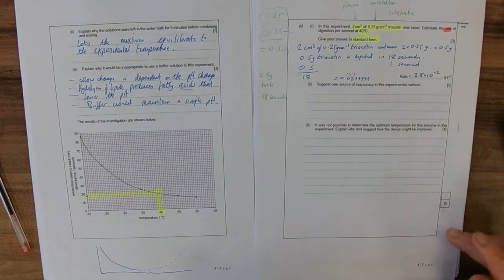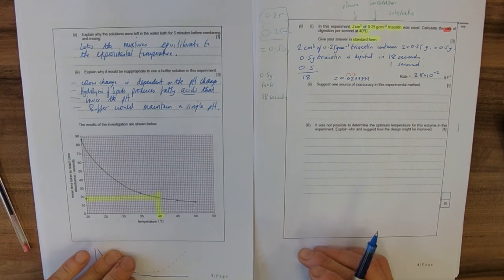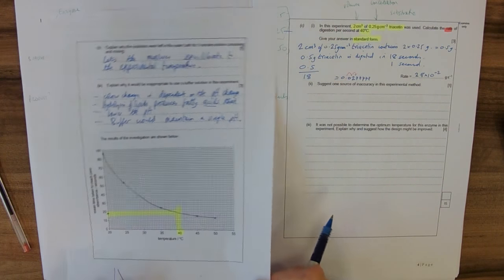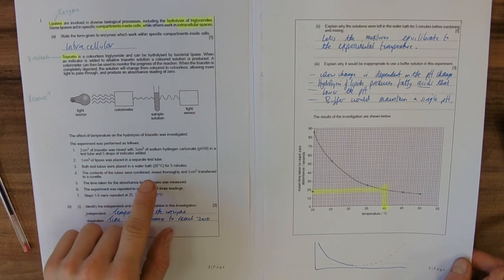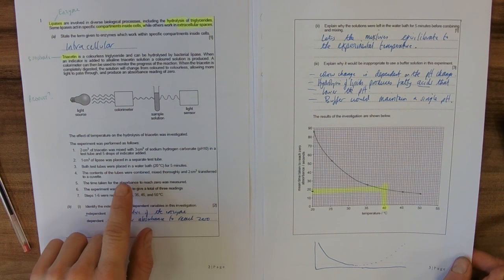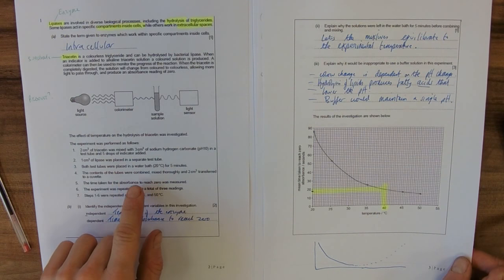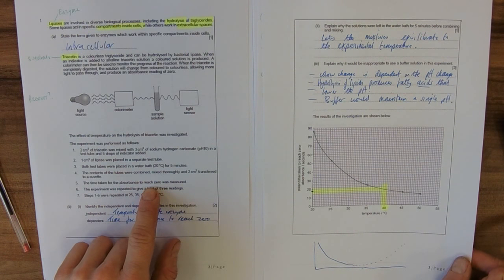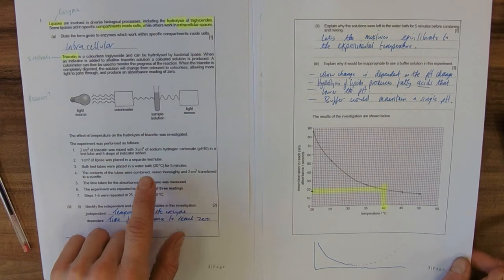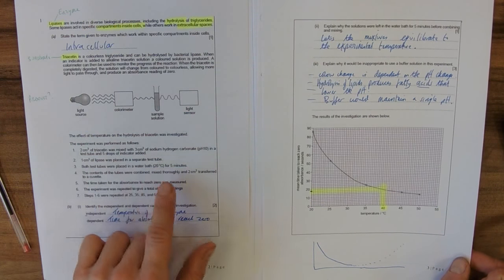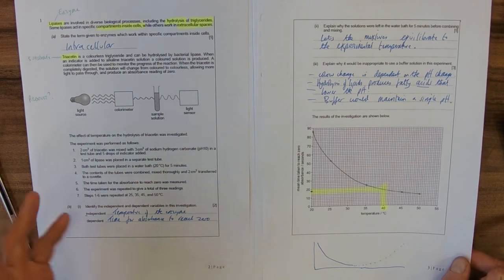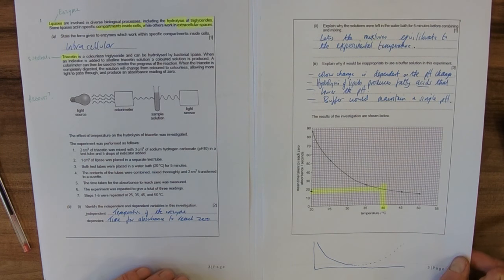Suggest one source of inaccuracy. So you think of controlled variables, what's difficult to control? Well, we placed these tubes in a water bath, then combined them. It doesn't say whether we kept them in the water bath. It doesn't appear to be still in the water bath. So our major problem might be the temperature changes in the experiment whilst we're running that.